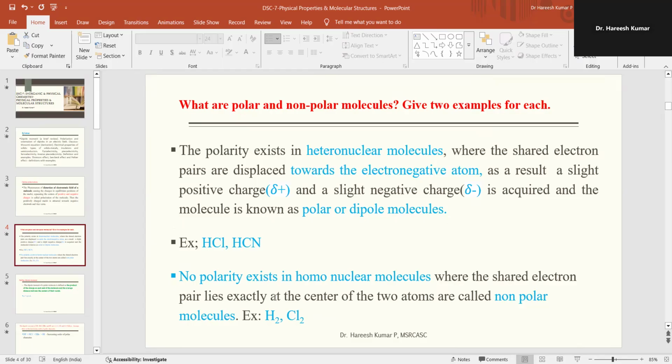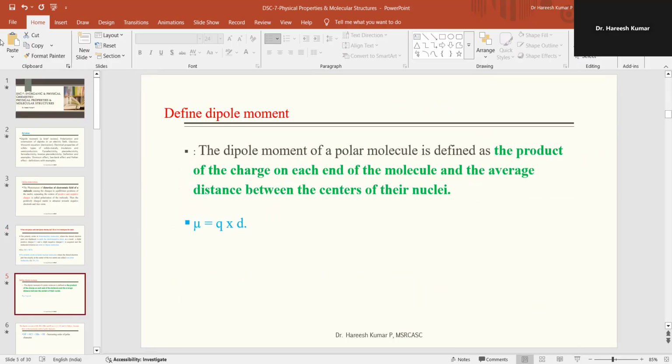Then nonpolar molecules exist in homonuclear, homodinuclear moieties. For example, hydrogen, fluorine, iodine, bromine, oxygen. These are the dinuclear molecules, where the shared electron pairs lie exactly at the center of the two atoms, and are called nonpolar molecules.